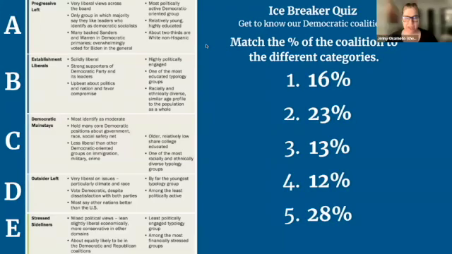All right. Terry says for progressive left, we are looking at 12%. For establishment liberals, we're looking at 23%. For Democratic mainstays, we are looking at 28%. That's what I agree to. For outsider left, we're looking at 13%. And for stressed sideliners, we're looking at 16%. All right. Does anybody have anything different? Anybody else want to give it a shot? Even on just a couple of them, if you want to try that too.